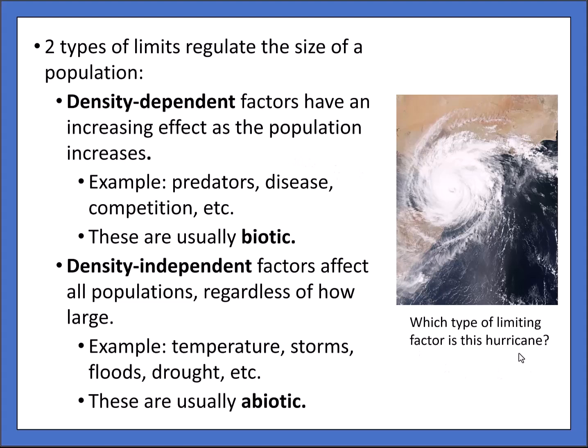So which type of limiting factor is this hurricane? It's going to be a density-independent factor, because it doesn't matter what size of a rabbit population there is. If that hurricane comes through, it is going to eliminate some of the population. It's not affecting larger populations more than smaller.